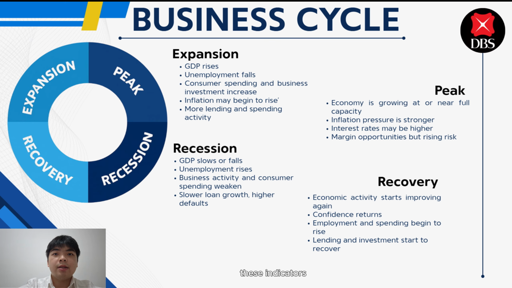These indicators help us understand the business cycle, which includes expansion, peak, recession, and recovery. During expansion, GDP rises, unemployment falls, and consumer spending and business investment are increasing. For DBS, this can support more lending and spending activity.